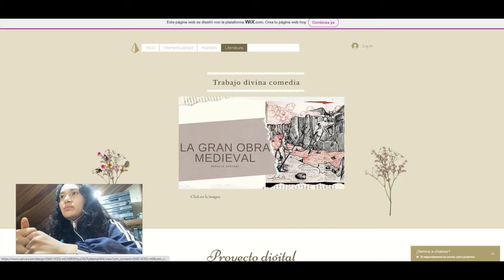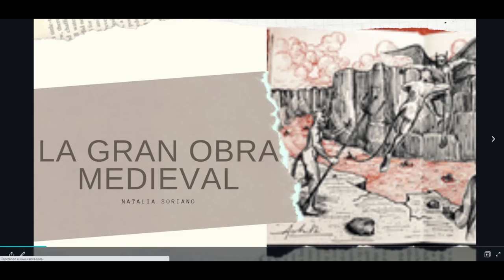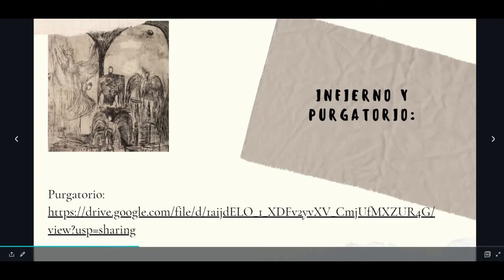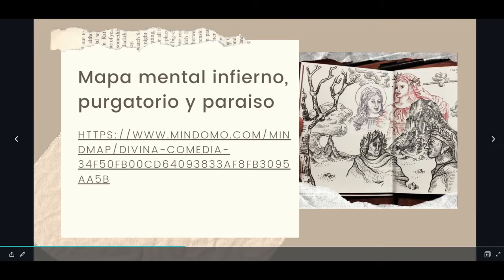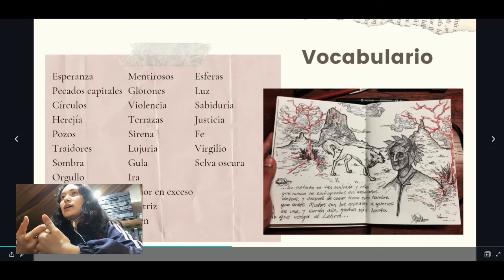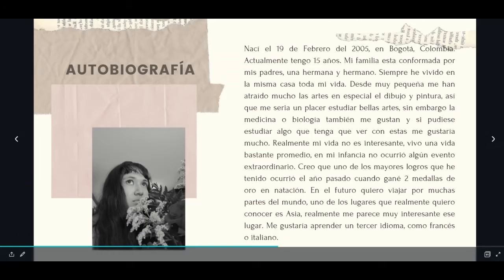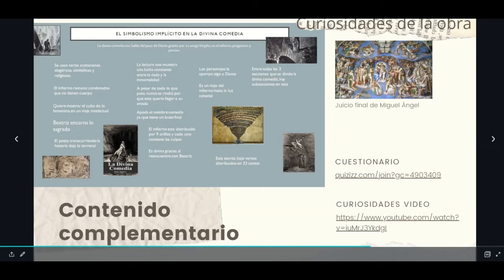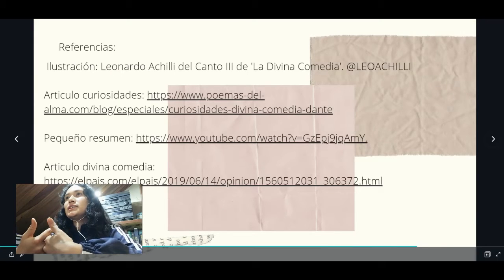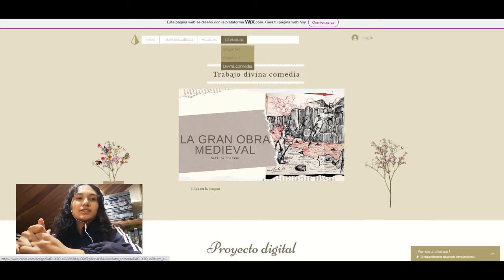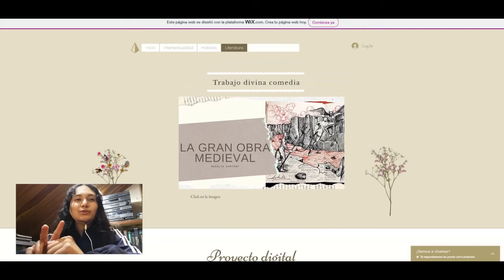It's on Canva, a presentation in Canva too. So first we have the title of the presentation, that is La Gran Obra Medieval, and then we have the biography of Dante Alighieri. Then are some works about hell and heaven, about the book, vocabulary, my autobiography. Then there is an essay about hell and complementary content, the references and the challenge of May and April. And this is all of my website. Thank you.